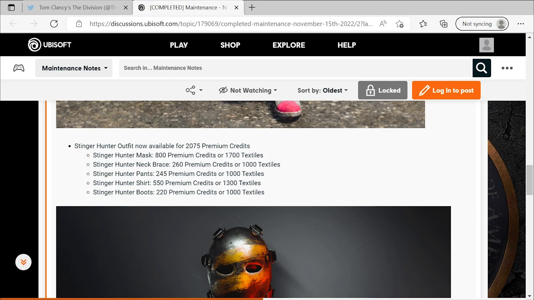and then if you just want to buy individual pieces, you can see the breakdown right there, and you can buy them all with textiles, which I think they said during the S10 reveal stream, but that's always nice because it means people can get it without having to spend real money. And so yeah, that is now in the store if you want to go and pick it up if you didn't already have it, and I think a lot of people are going to be very pleased by that.